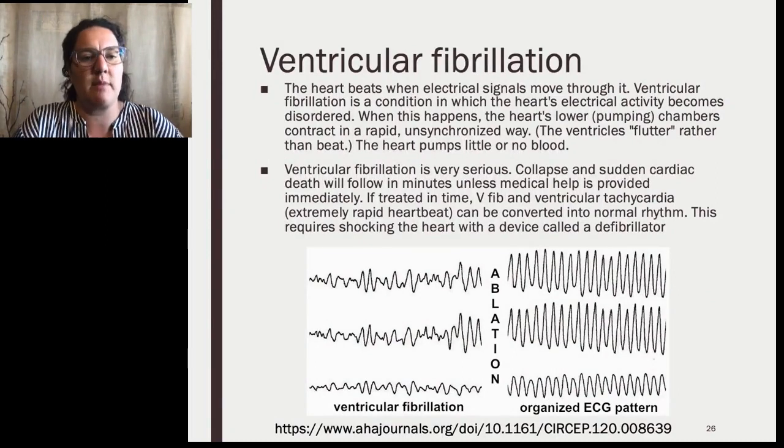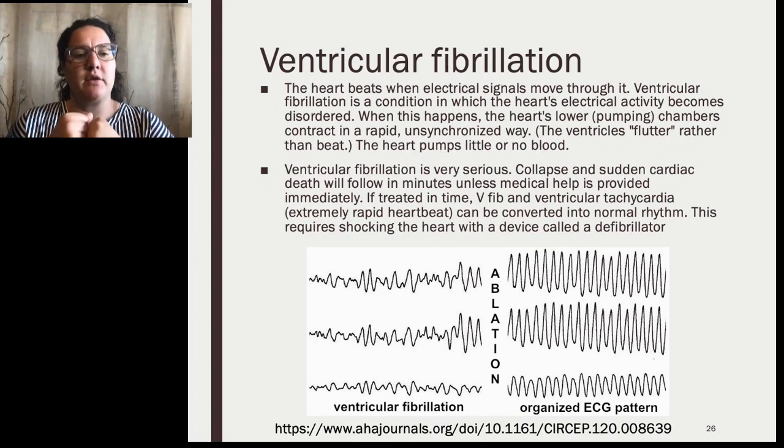So lastly, we're going to talk about ventricular fibrillation. The heart generally beats when electrical signals move through it, and ventricular fibrillation is a condition where the heart's electrical activity becomes disordered. So it's sending random electrical impulses and they're not organized, so our heart's not beating effectively.